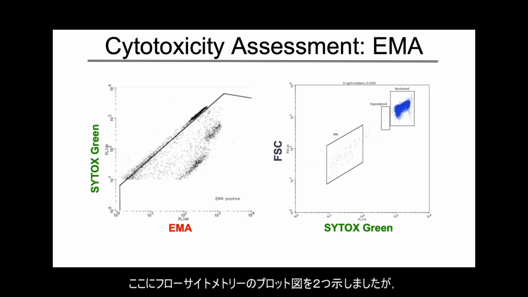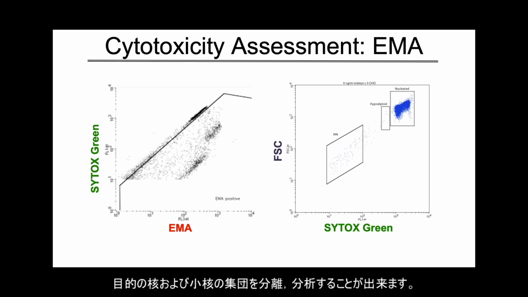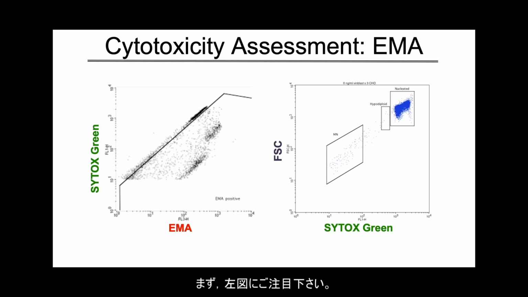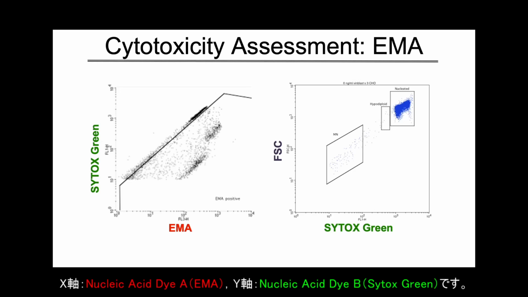The next slide shows the two flow cytometry plots in our gating scheme that enable us to identify and eliminate or enumerate the desired populations. Let's focus on the left-hand side first, where we have the nucleic acid dye A, or ethidium monoazide bromide, on the x-axis, and nucleic acid dye B, or SYTOX Green, along the y-axis.